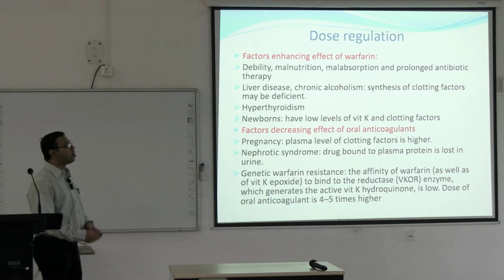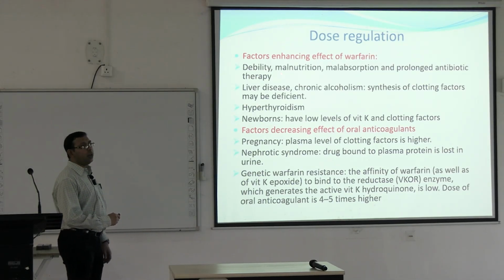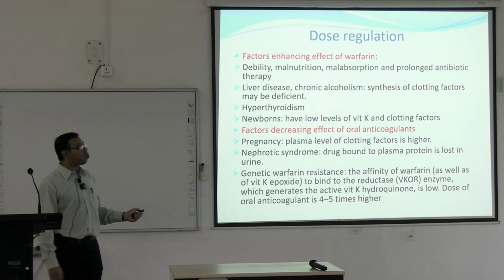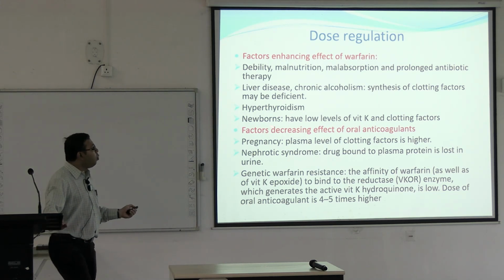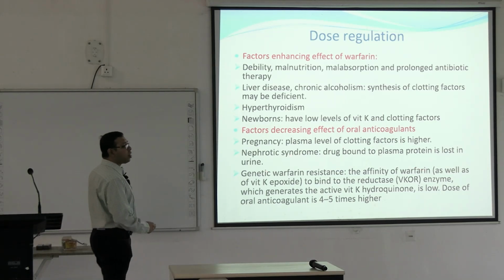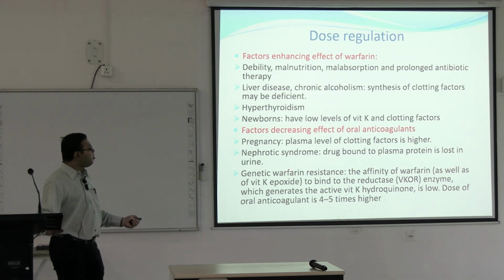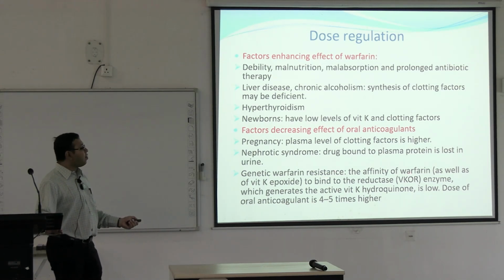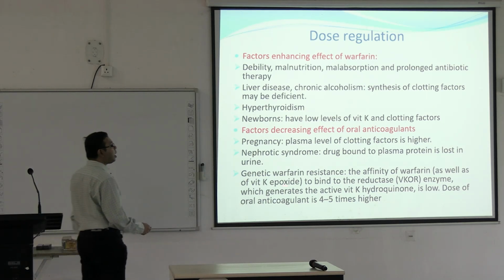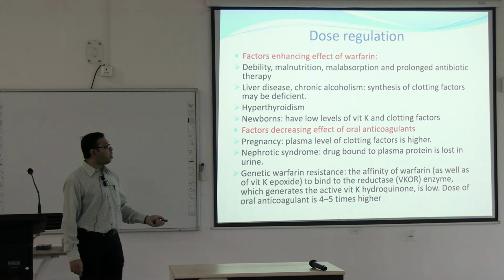And there are different factors that enhance or decrease the effect of oral warfarin. For example, debility, malnutrition, malabsorption, liver disease, chronic alcoholism, hyperthyroidism, and newborns, because they have low levels of vitamin K, basically enhance the effect of warfarin. While in pregnancy, where the plasma levels of clotting factors are higher, in nephrotic syndrome, where the drug bound to plasma protein is lost in the urine, and in some genetic warfarin resistance, the effect is decreased. The affinity of warfarin as well as vitamin K epoxide to bind to the reductase enzyme which generates the active vitamin K hydroquinone is low.